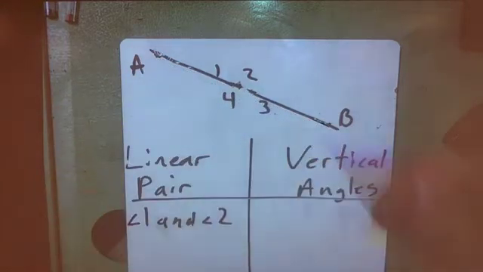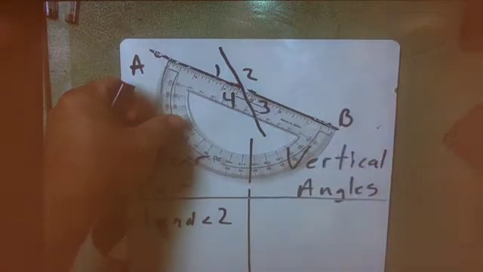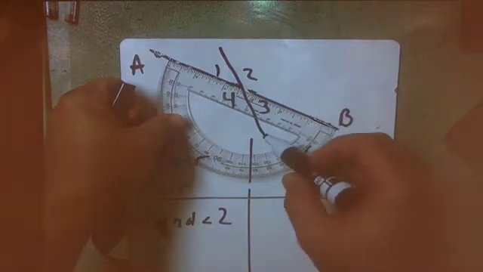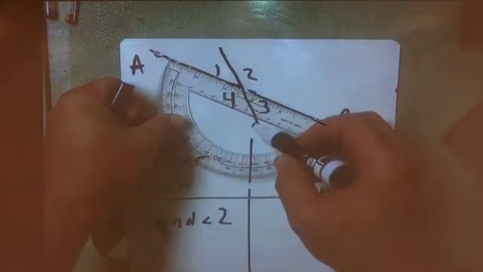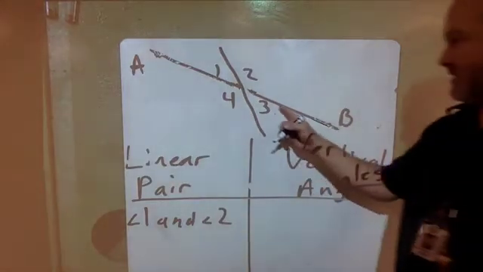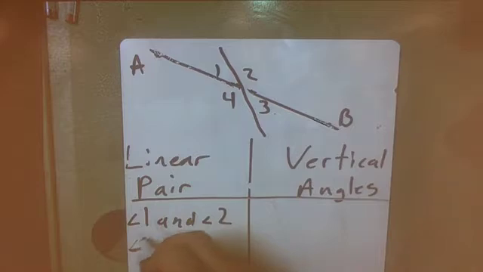So when I drew that line, now 3 and 4 also add up to 180 degrees. That's like 40, and the rest of it's 140. So angle 3 would be like 40, and that'd be 140 or whatever. Okay, so those add up to 180 degrees as well. So angle 3 and 4 is also a linear pair.